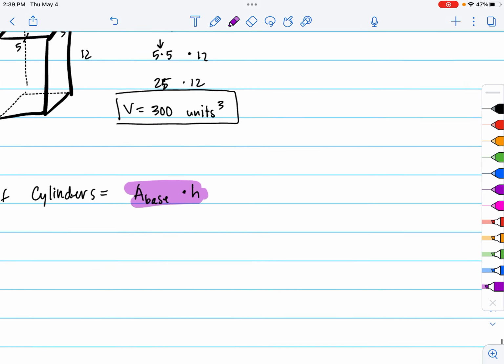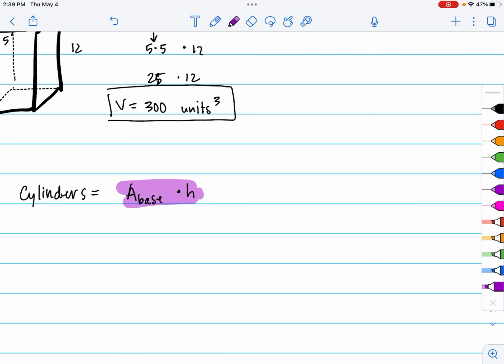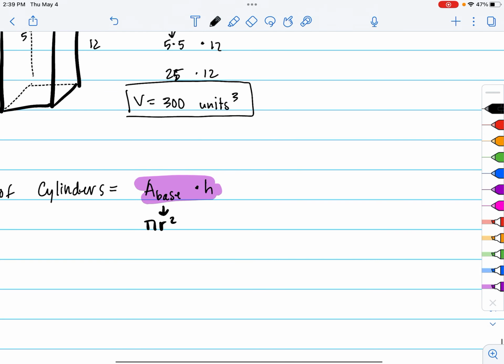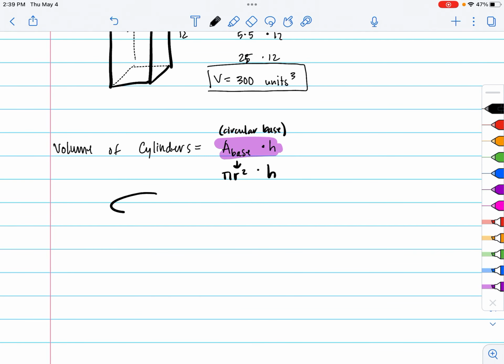The difference, though, is the base. Okay, the base is a circle, right? And if we were to find the area of a circle, we need the radius. So we need to do pi r squared. So we have pi r squared for the area of a circle because it has a circular base. Okay, the height stays the same, it doesn't change, and we could draw our cylinder. Now we have our cylinder.